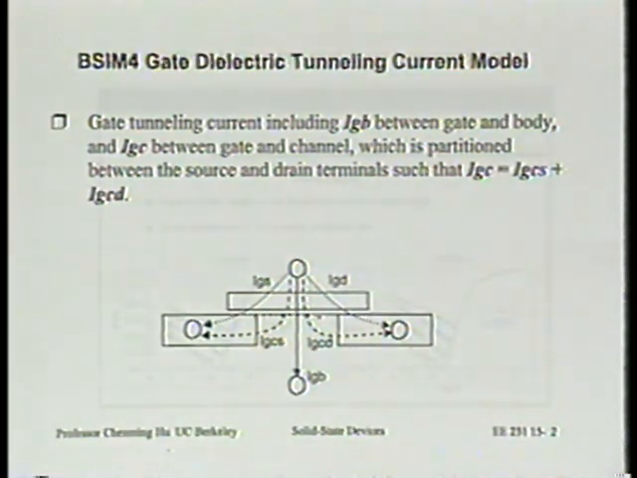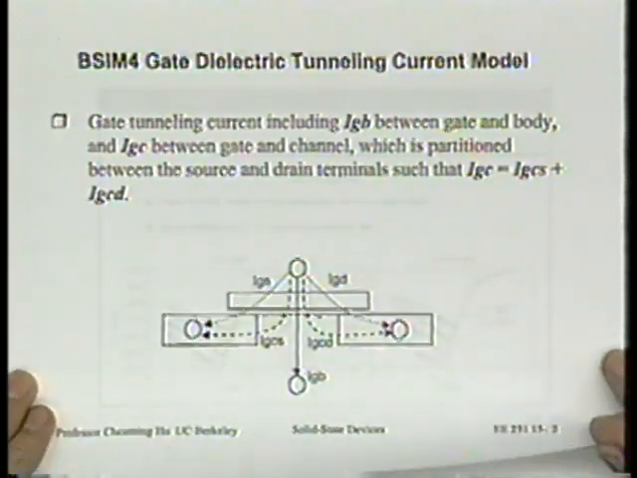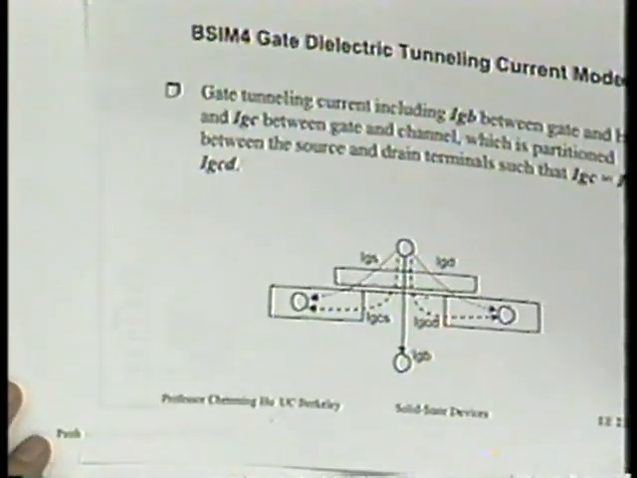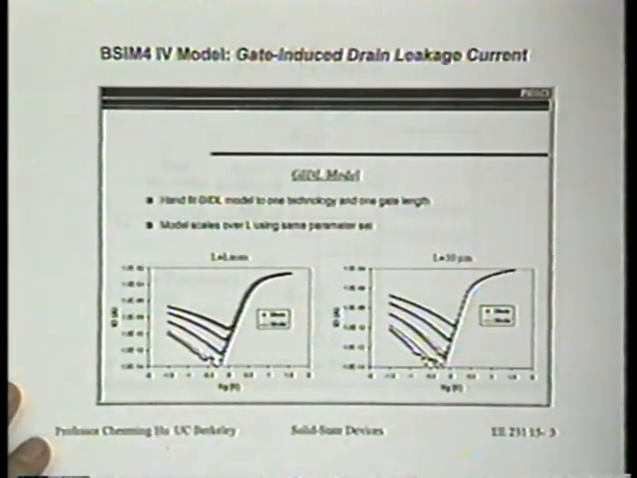So this is actually not an easy question, and considerable work has to be done to model the effect of the gate current on the transistor IV.